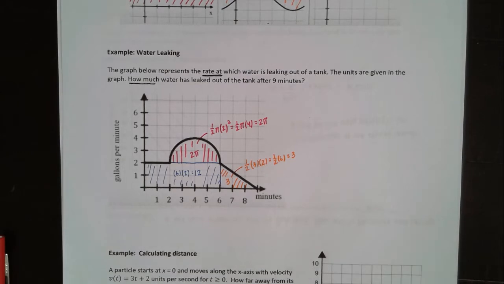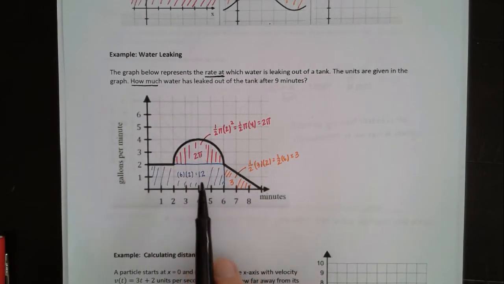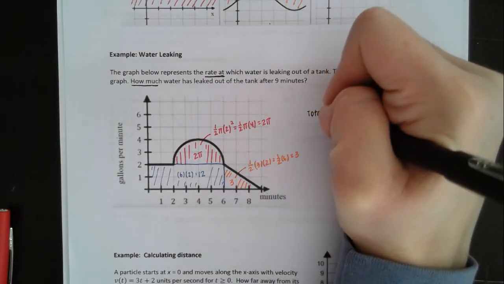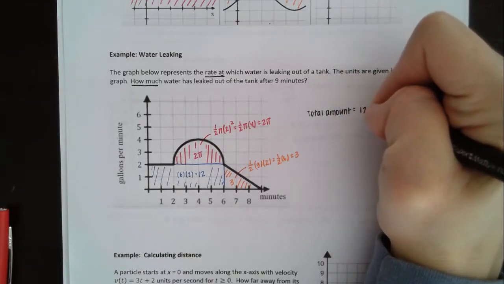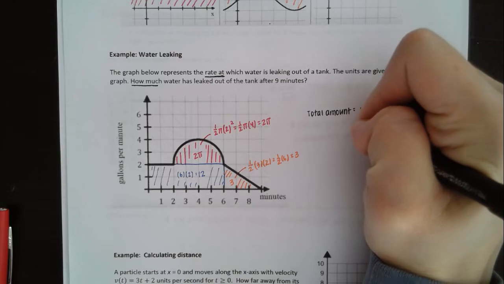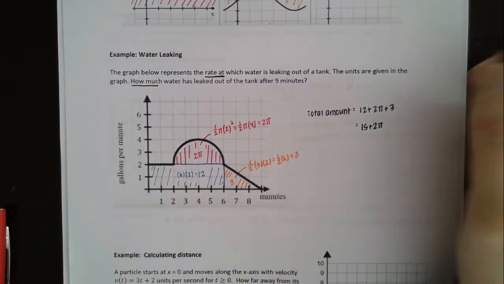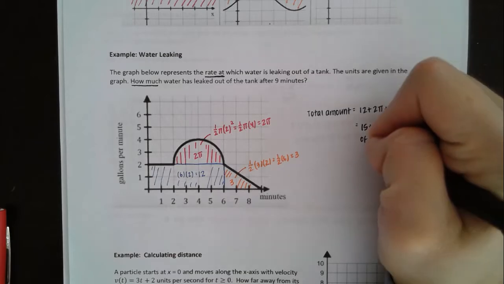So if we're looking for the total amount of water that's leaked out, what we're really looking to do here is add all of our areas together. So the total amount of water that's leaked out would be 12 plus 2 pi plus 3. So it looks like our total amount of water leaking out would be 15 plus 2 pi gallons of water.